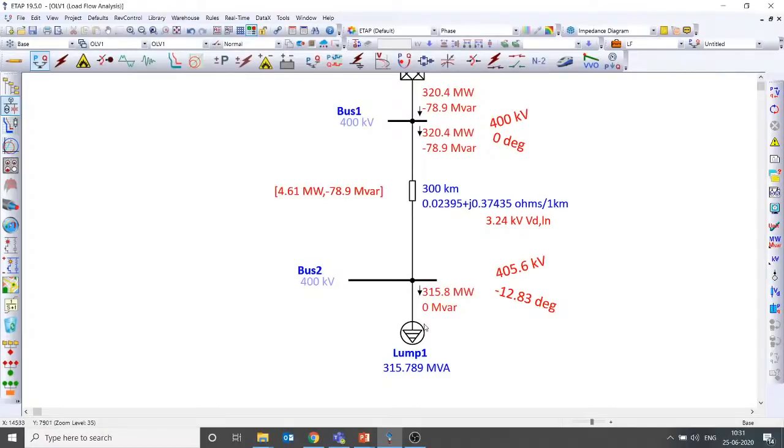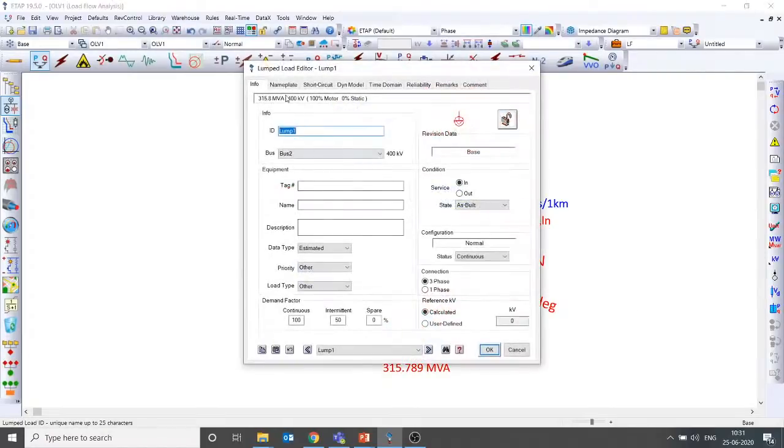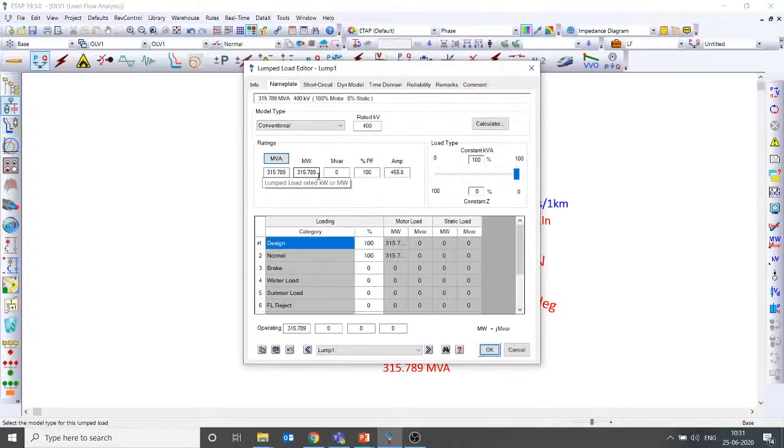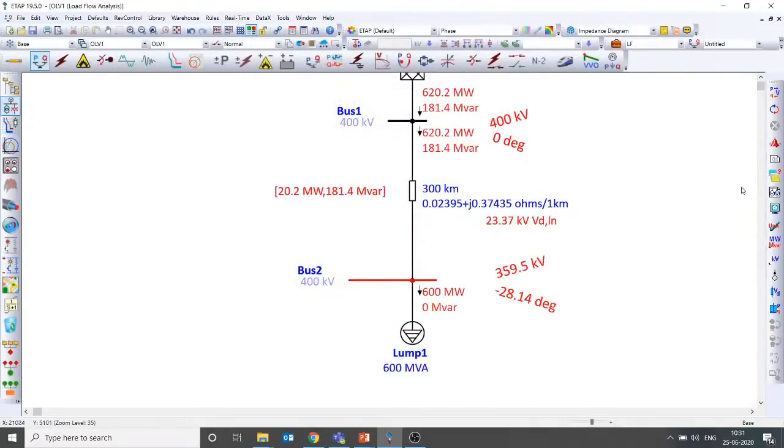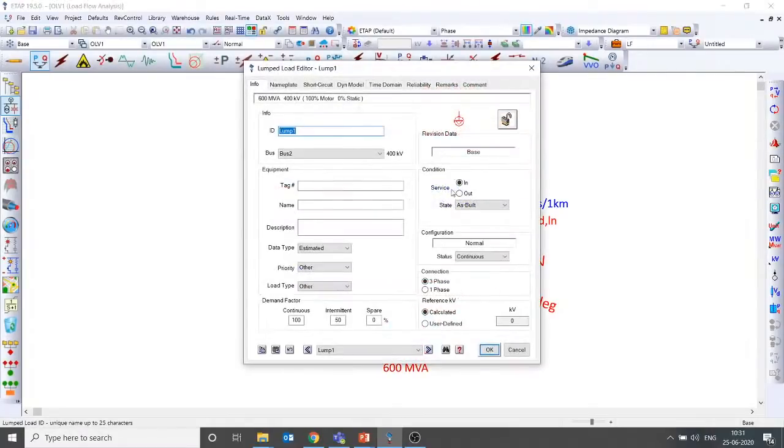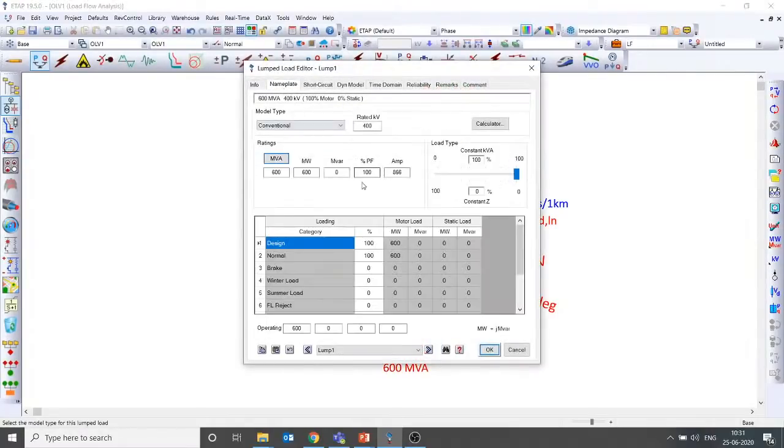So I keep on increasing the loads. Maybe I'm going ahead with 600 megawatt at unity power factor. Yes, so here you can see the voltage drop is more. So maybe that's not really possible. So let me put some other load, 450 megawatt.